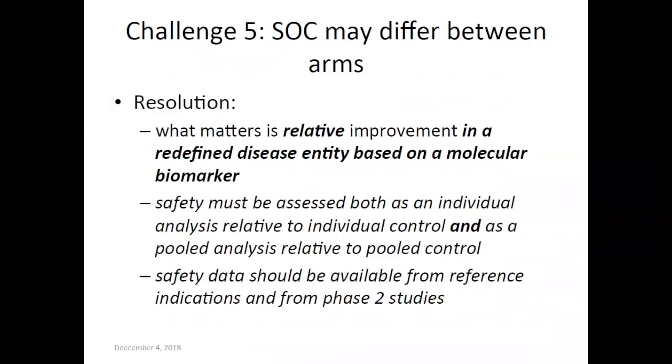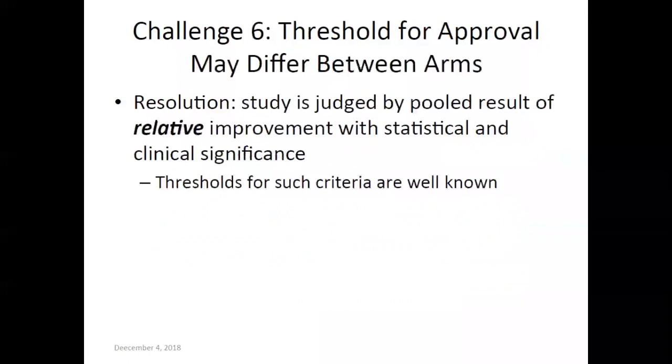Safety must be assessed both as an individual analysis relative to the individual controls, which may differ, and as a pooled analysis relative to the pooled control. And safety data to support this should be available from other indications and from phase two studies. So challenge number six posed by the FDA: the threshold for approval may differ between arms. Again, I would argue that the thresholds for relative improvement in the classic oncology endpoints are well established. And so if you look at the relative improvement against the normalized control, I think you're going to be able to assign a very sensible threshold.